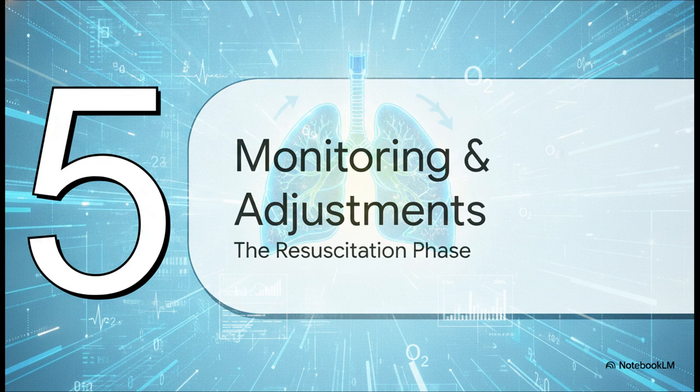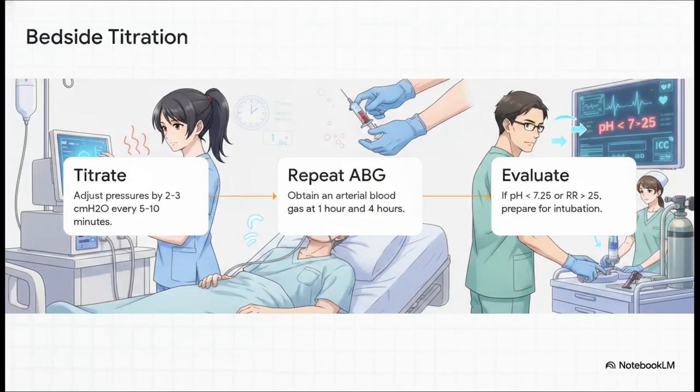All right, the machine is on, now what? Let's shift our focus to the bedside management and the dynamic titration you have to do during the resuscitation phase. Please don't just set it and forget it. Here are the exact algorithmic steps for titrating the machine. Step 1, you need to stand right there at the bedside and titrate the pressures by 2 to 3 centimeters of water every 5 to 10 minutes, all while closely watching the patient's work of breathing. Step 2, you absolutely must obtain a repeat arterial blood gas at 1 hour and then again at 4 hours. You simply cannot manage this blindly.